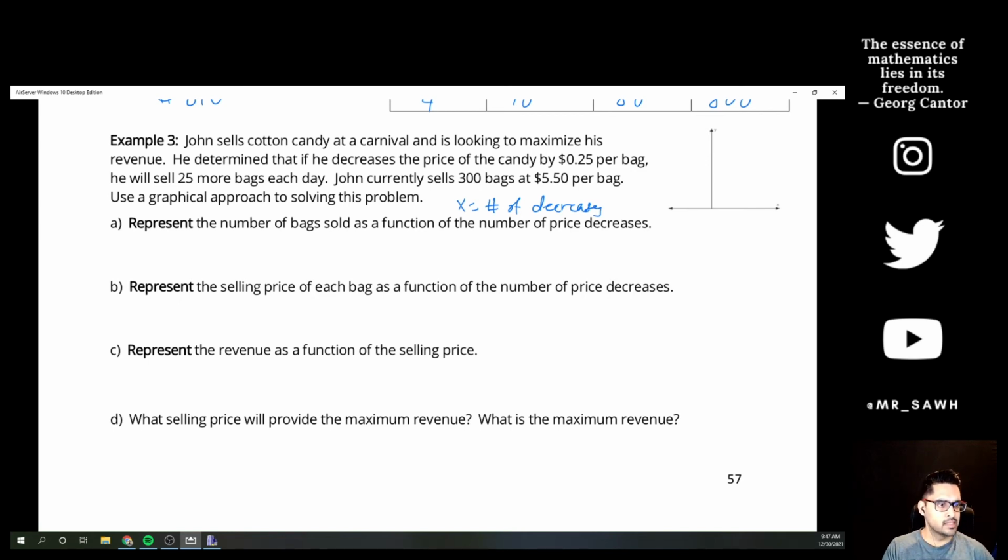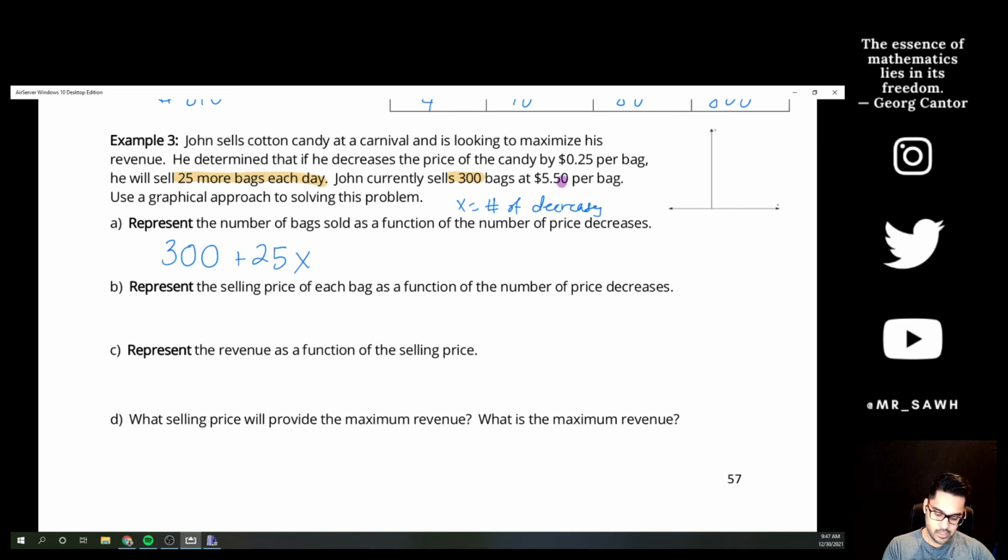Okay, so number of bags sold. Currently we're selling 300. And if we decrease the price, we're going to sell 25 more bags. So all that stuff will go together. All the physical amount of items go together. All the pricing information goes together.